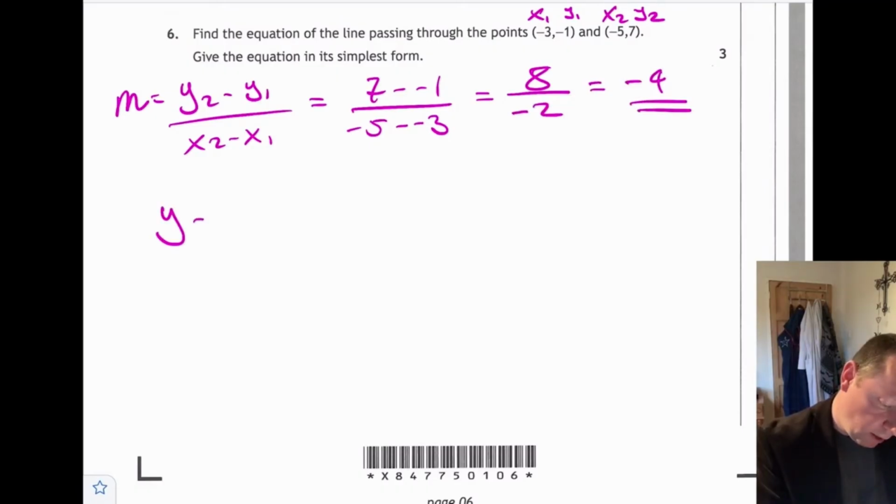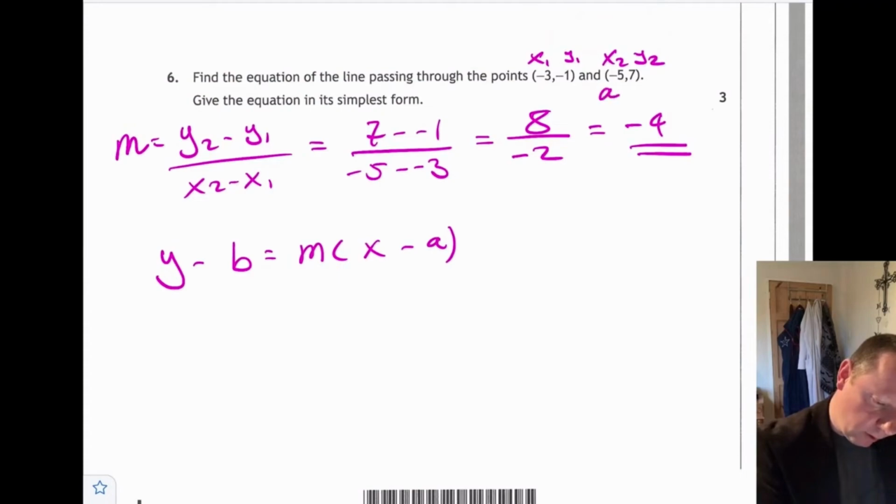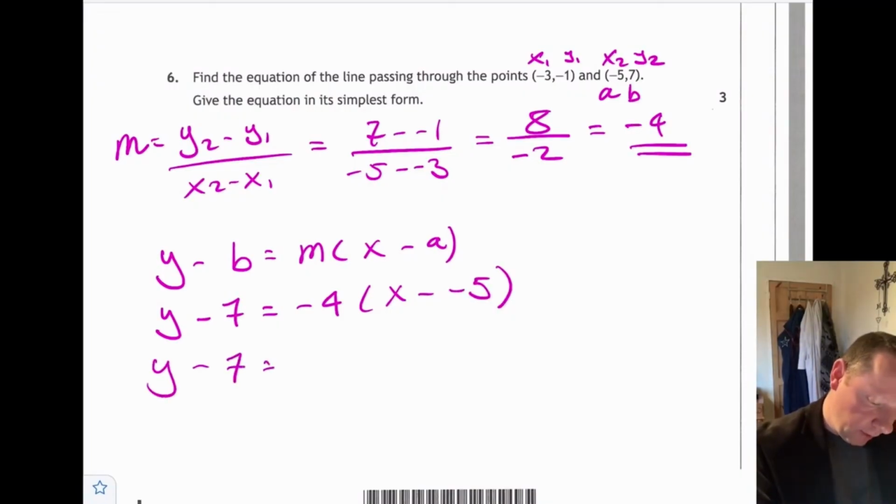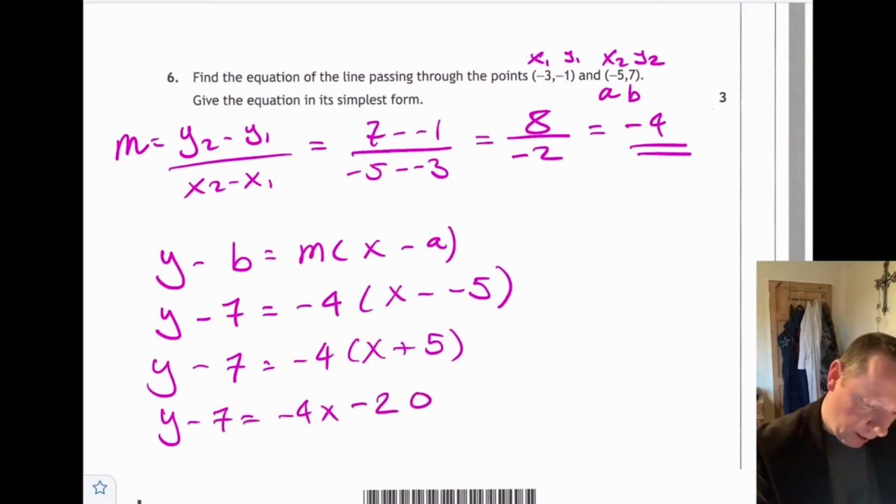Now we use y minus b equals m(x minus a). Or y equals mx plus c. So I'm going to just pick a point for a and b. I'll just pick the second one, a and b. Y minus 7 is minus 4, x minus minus 5. Watch out for minus minuses. Y minus 7 is minus 4, x plus 5. Y minus 7 is minus 4x minus 20. So y equals minus 4x. Minus 20 plus 7 is minus 13.